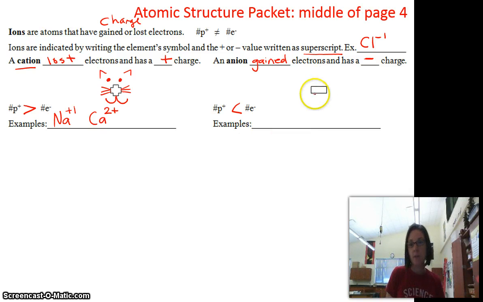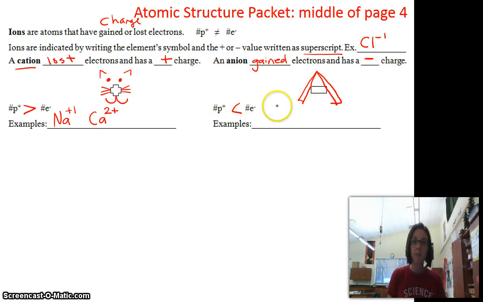I haven't come up with a cutesy little picture for this one, but what some people in other classes told me is you could make that negative sign the middle of an A. It's not cutesy. If you come up with something cutesy, let me know. I'm not making this any better. So here's our negative sign, so remember that anions are negative.